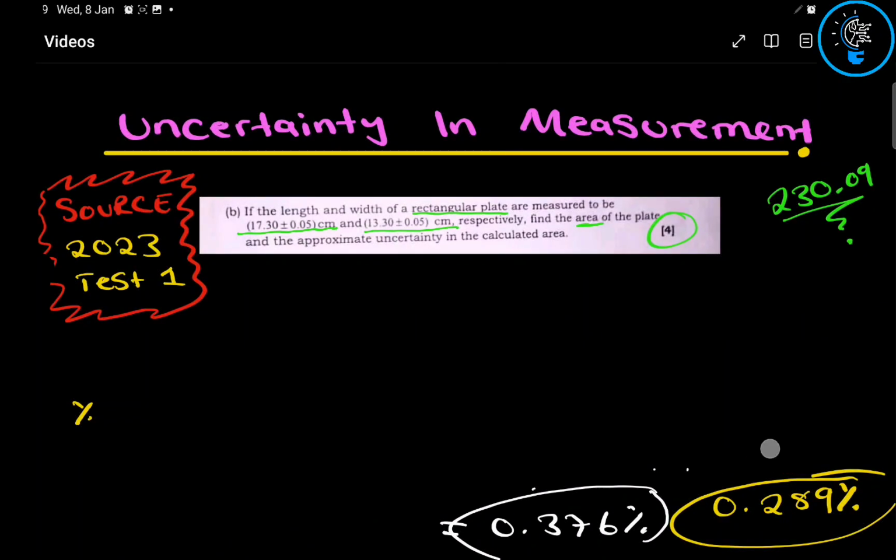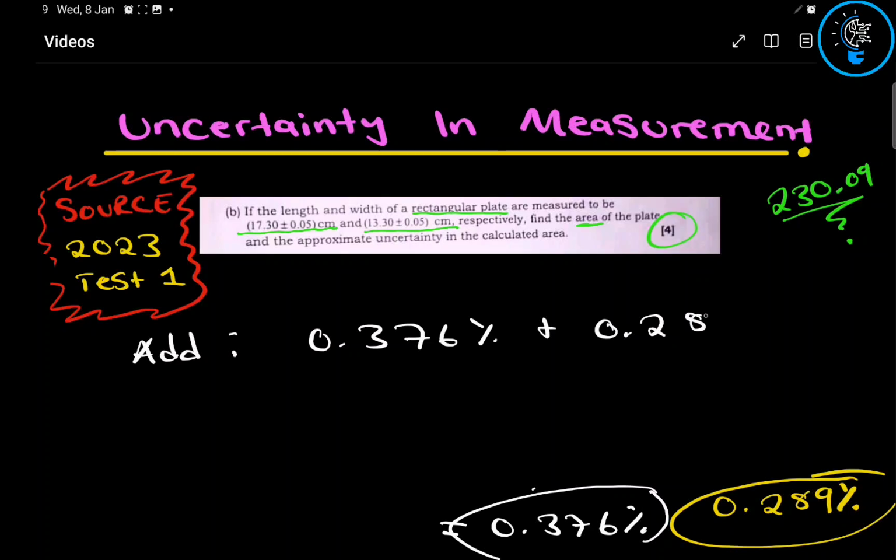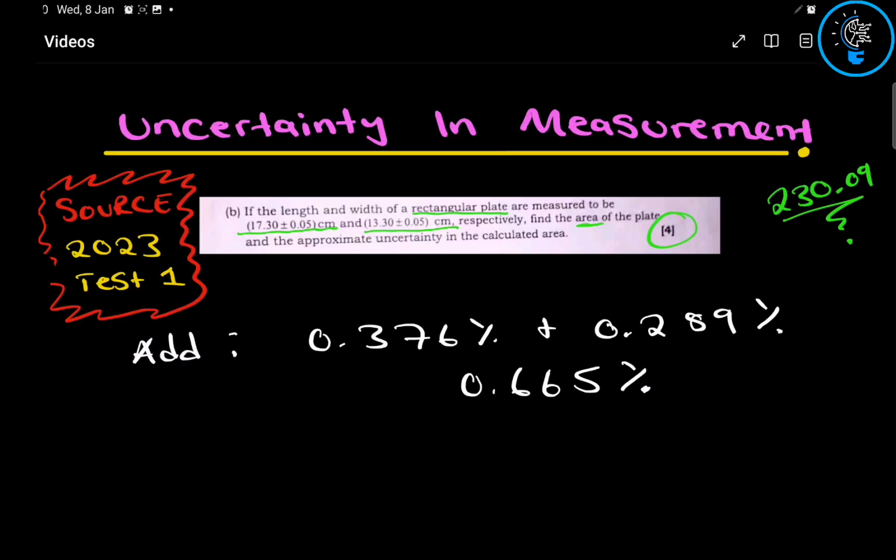Let's create some space. Okay, so now we have these two percentage uncertainties, and we said we add them. So when you add them, 0.376% plus 0.289% plus 0.289% will be equal to 0.665%. We are done. Let's write now our answer.